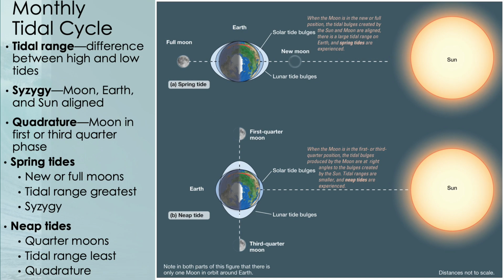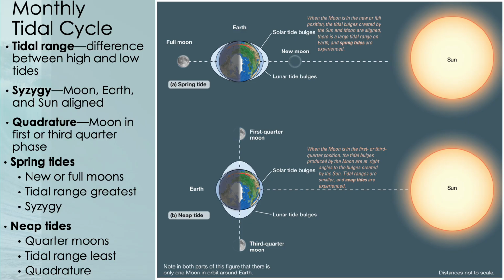Okay, so because the sun and the moon are both important, sometimes the sun and moon tidal effects add up and make for a larger tide, and then sometimes they cancel each other out and make for a smaller tide. So the larger tide is called the spring tide, the smaller tide is called the neap tide. And we get these two tides depending on the alignment of the Earth, Moon, Sun system.